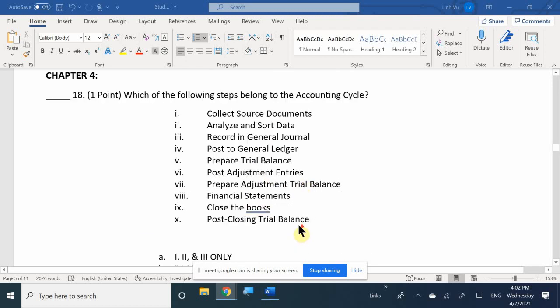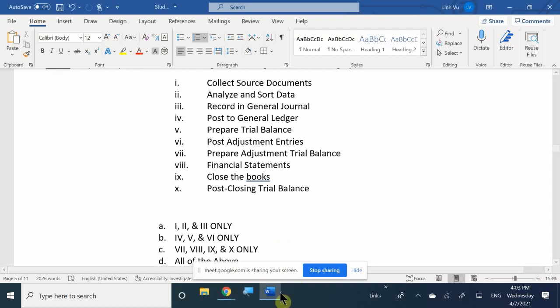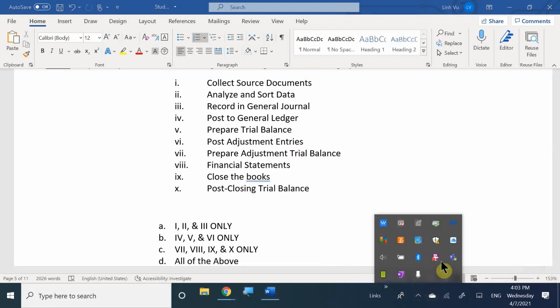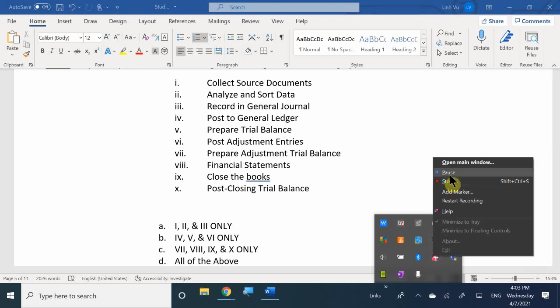You do know you're not showing all of them though, right? What do you mean? Your screen froze. That's why I was telling you that you can't scroll down. The only thing we can see is prepare trial balance, and then it says meet.google.com is sharing your screen. Okay, well, I have all 10 of them displayed right now. Sorry about that. I think there's a bug on my computer. I just have to do a few IT things and maybe it will work sooner or later.